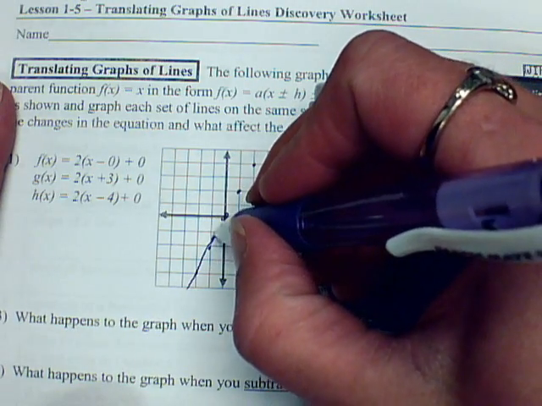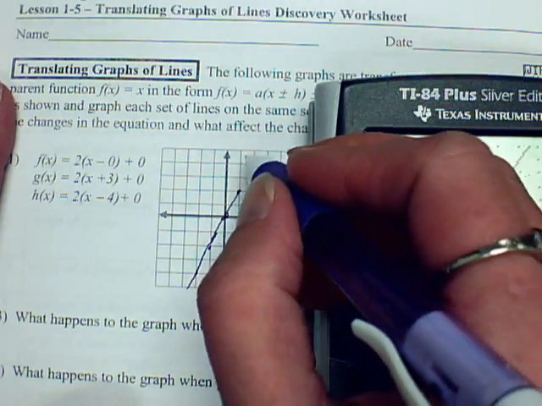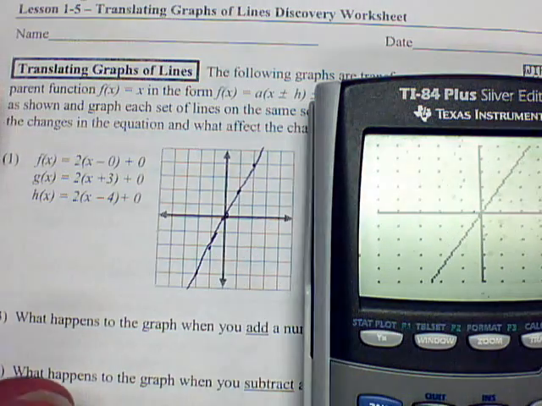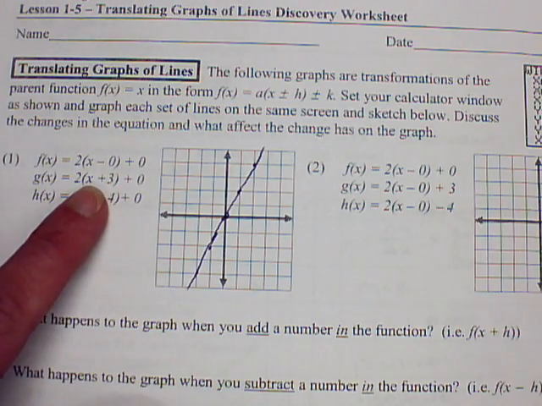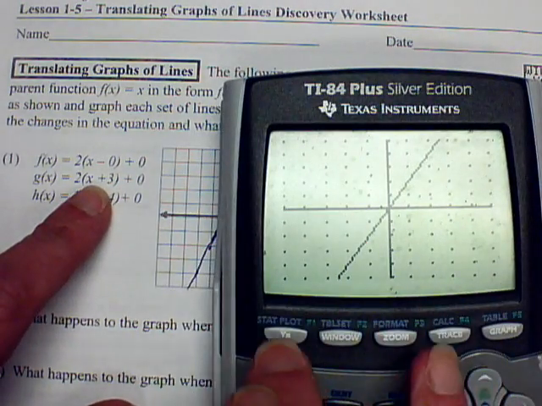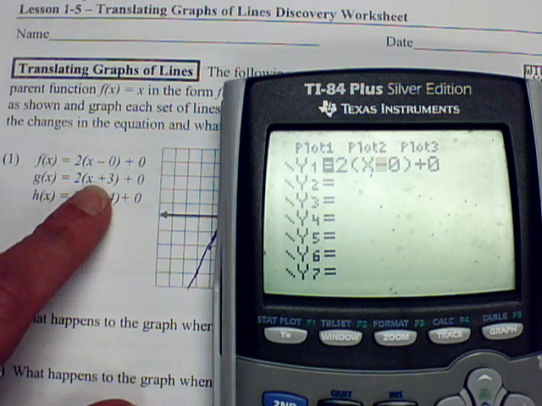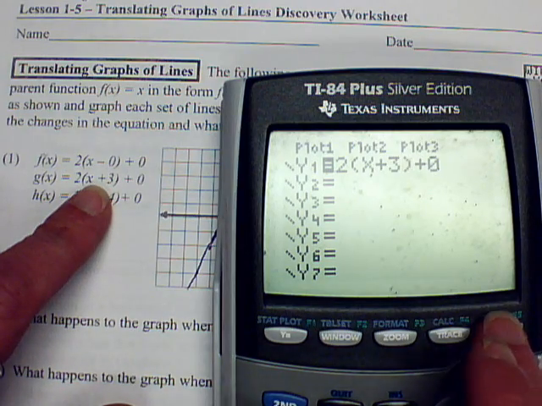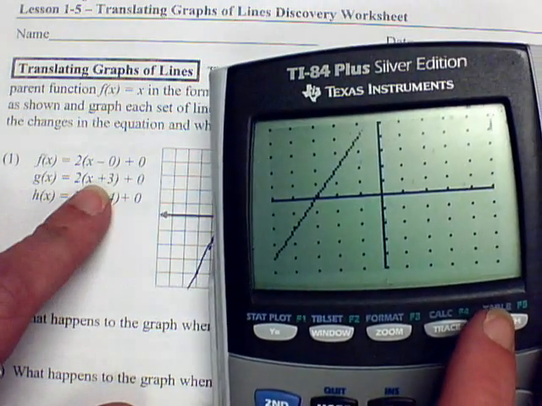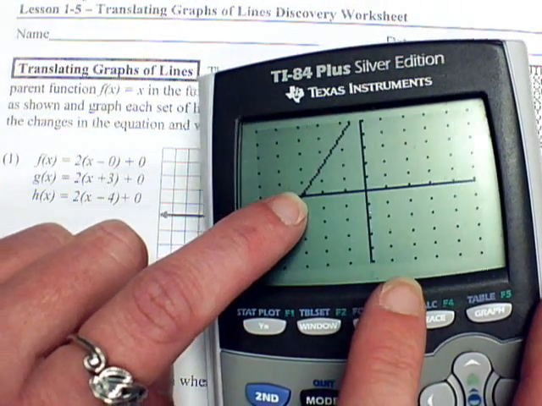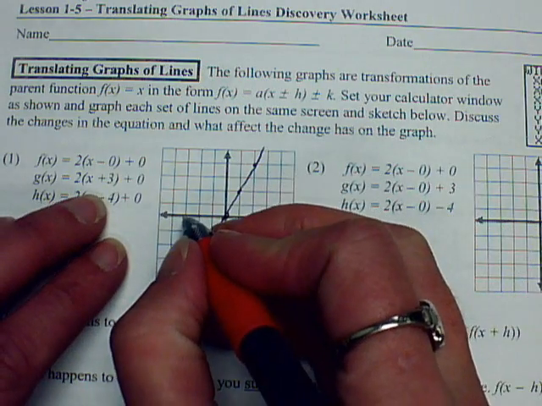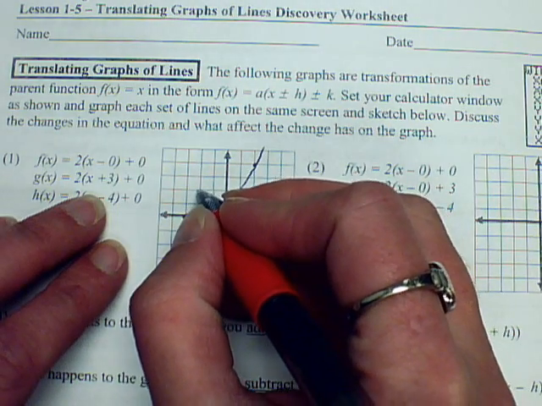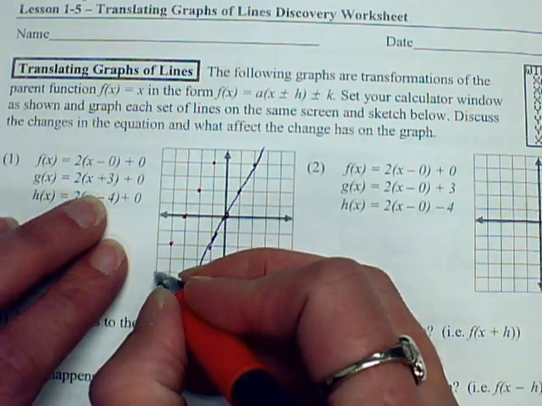That is really a very basic line, and I wish mine was drawing a little bit better, but I had the calculator in the way and I should have moved it. The next one is we're going to change that to plus 3 inside the parentheses. So let's watch what happens to the graph. Okay, it's crossing there and it has the same slope.